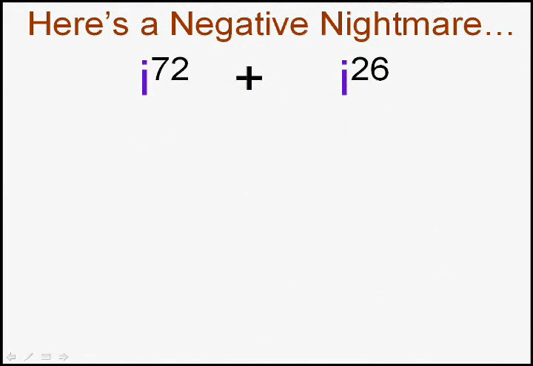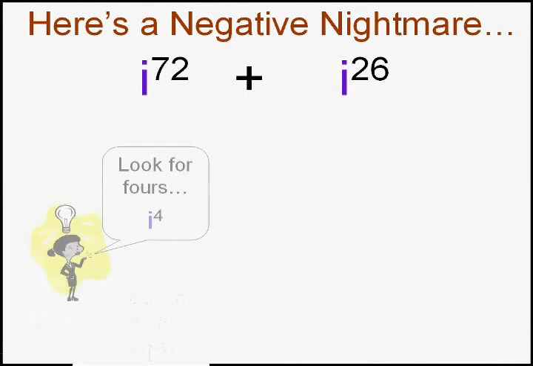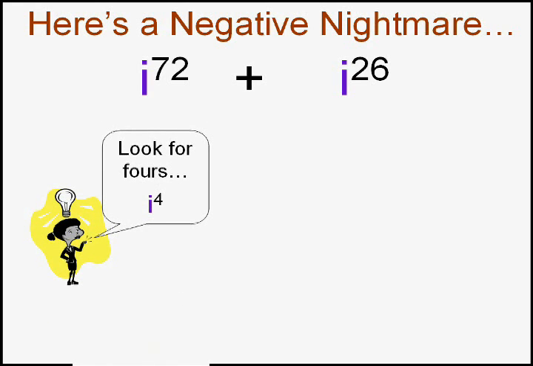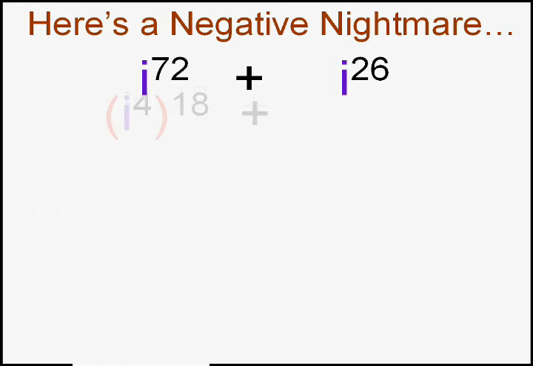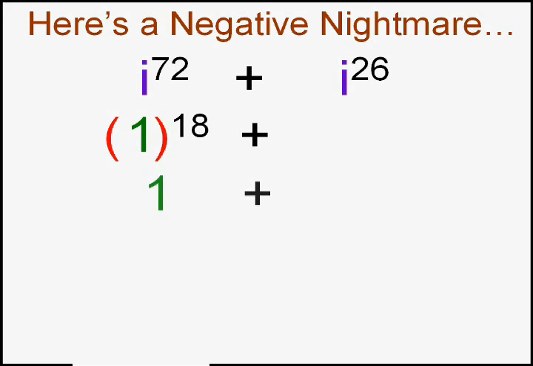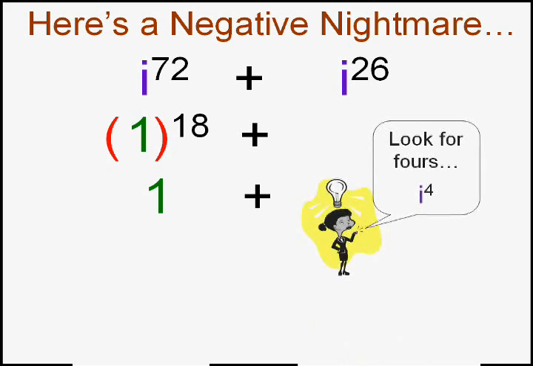Let me give you another. Let's simplify this: i to the 72nd. Now I use my secret weapon. We're looking for i to the 4th, and it goes evenly in, doesn't it? So that portion of it is i to the 4th to the 18th, because 4 times 18 is 72, which is 1 to the 18th, which is what? Just 1.